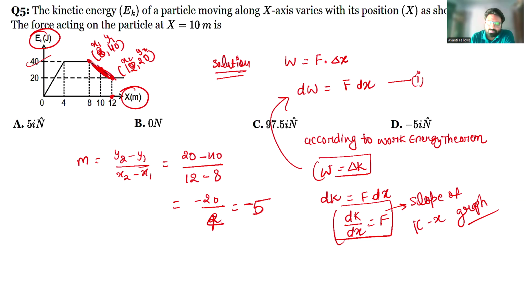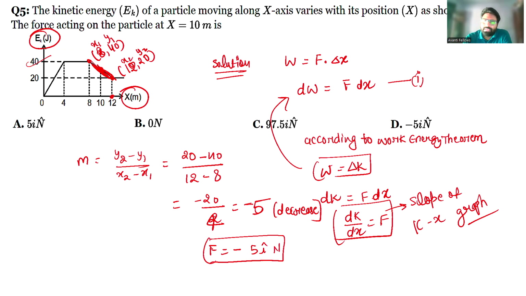If you see, the slope is decreasing. It represents a decreasing slope, and decreasing slope means the force is also in the negative direction. So we can say force is minus 5 i cap Newton. Clear? And why minus i cap? Because this energy is given in terms of displacement about the x-axis, so that is why the force is also acting along the x-axis. So option D is the correct answer.